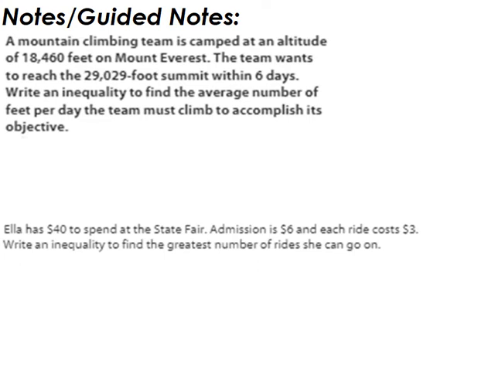So let's look at this first one. A mountain climbing team is camped at an altitude of 18,460 feet. That's where they're starting, on Mount Everest. They want to reach the 29,029-foot summit within 6 days. So they started here, they want to end up here, and they want to take 6 days to get there. Write an inequality to find the average number of feet per day.